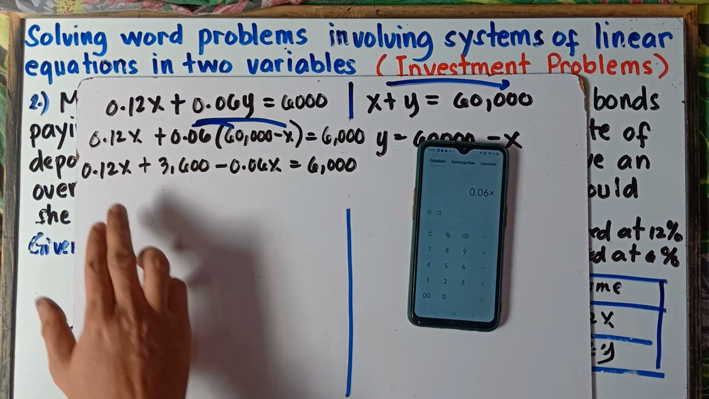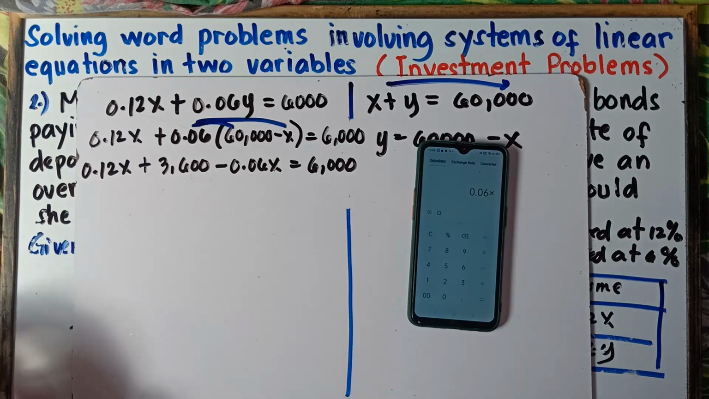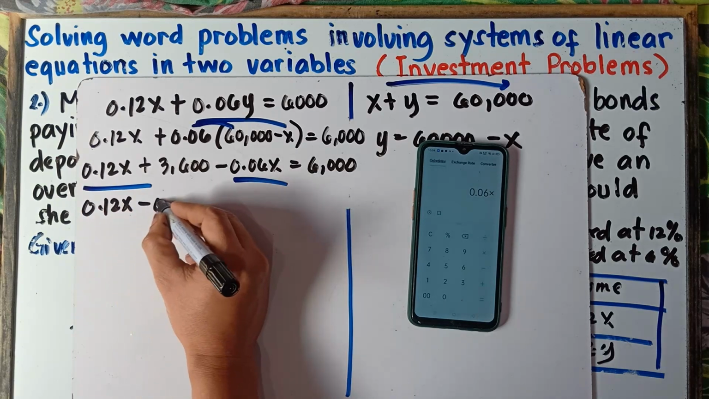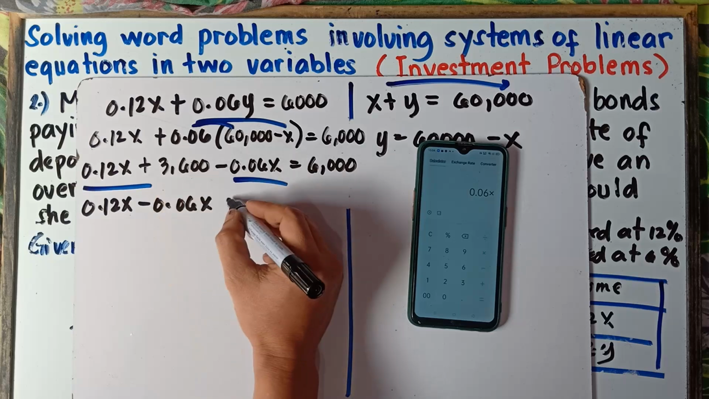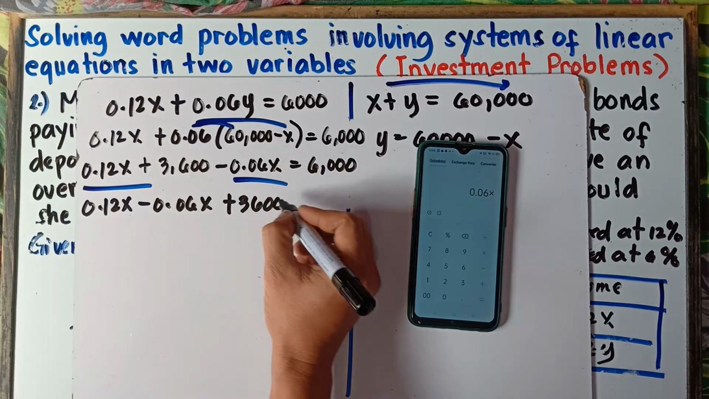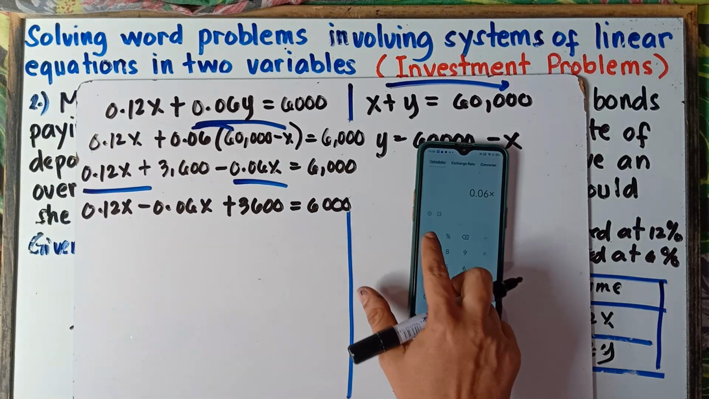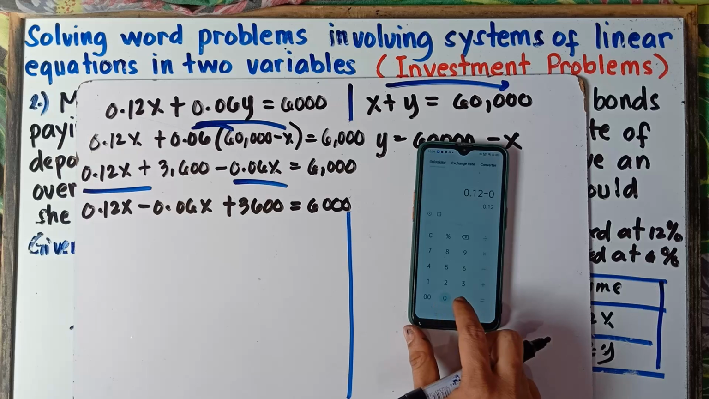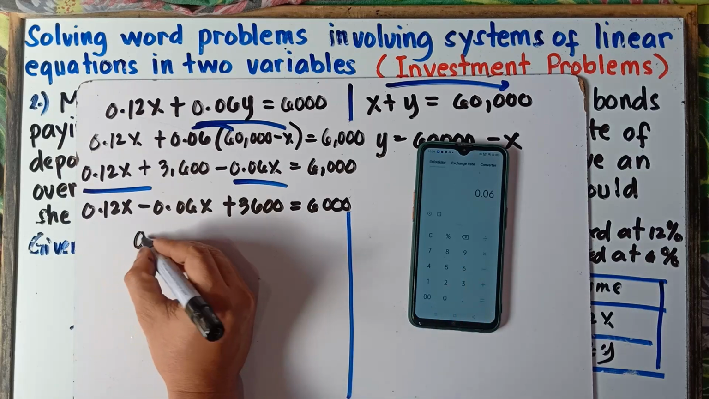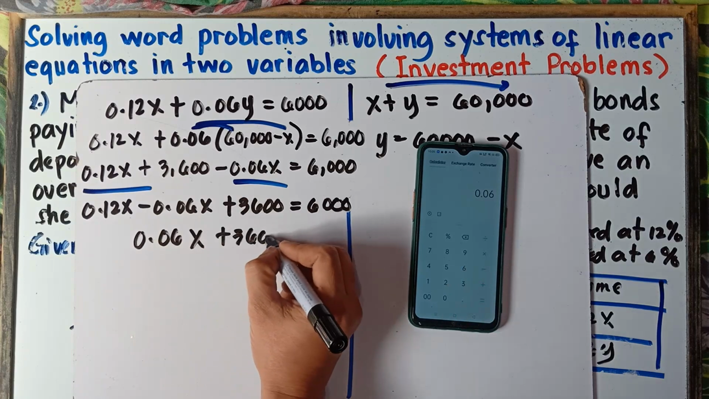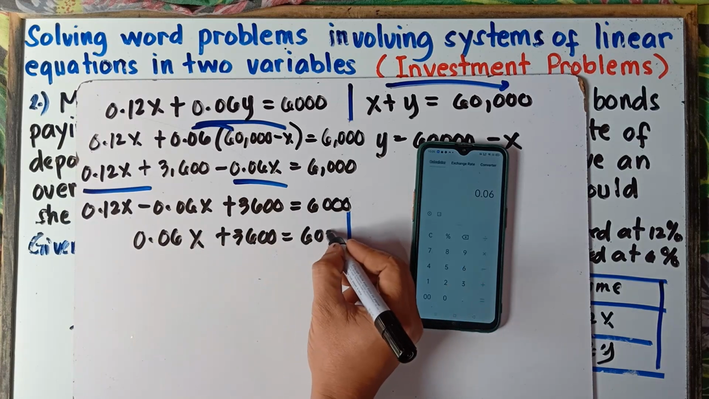Alright, so we can arrange this one class for us not to be confused. So arrange this one and this one. So 0.12x minus 0.06x, copy, positive 3,600 equals 6,000. Alright, so subtract this one, 0.12 minus 0.06. So that would be 0.06. Do not forget x. Copy, 3,600 equals 6,000.